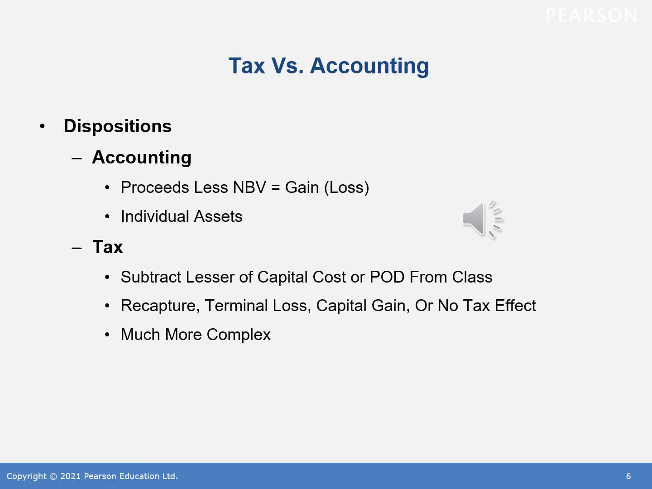All right, as we move on to dispositions, under accounting, your proceeds less your net book value will determine a gain or a loss, and you do track that by individual asset in most situations. However, under tax, you have to look at the lesser of the capital cost or the proceeds of disposition from the class. Once you've done that, then that'll determine whether there's a recapture, terminal loss or capital gain associated with that transaction. There's a little more detail on page 201 in the textbook, and I'll walk through some examples in our live class together as well.